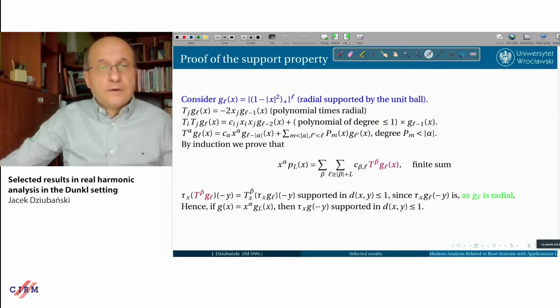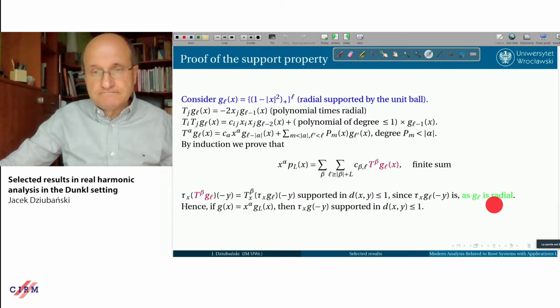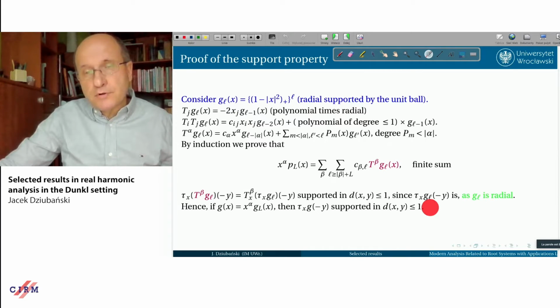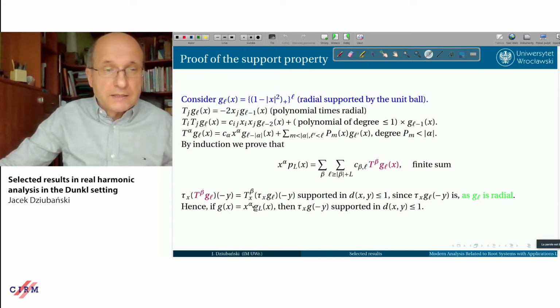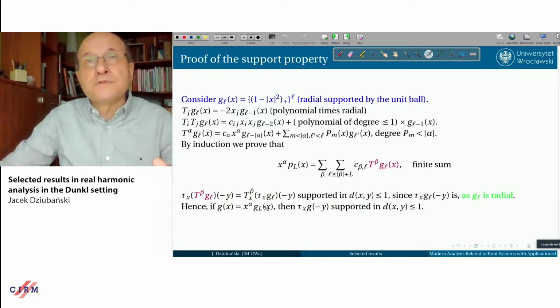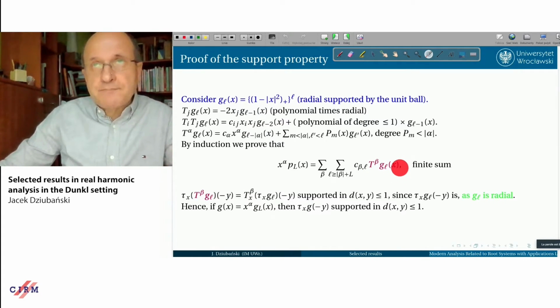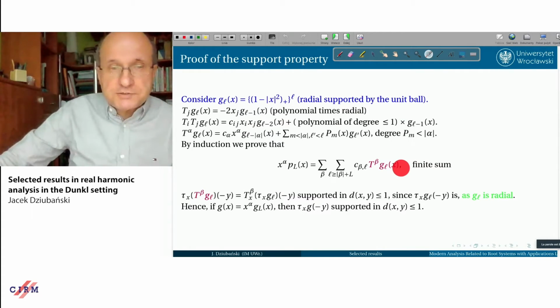So now we use the fact that the Dunkl translation, or generalized translation, commutes with Dunkl operators. So from this we know that since the function is radial, the translated function has support in the orbit of the translated ball. If we apply the Dunkl derivative to such a function, the support doesn't change. So maybe it changes, but it is still in the orbit of the translated ball. So we know that translations of these functions are supported by the orbit of the translated ball.